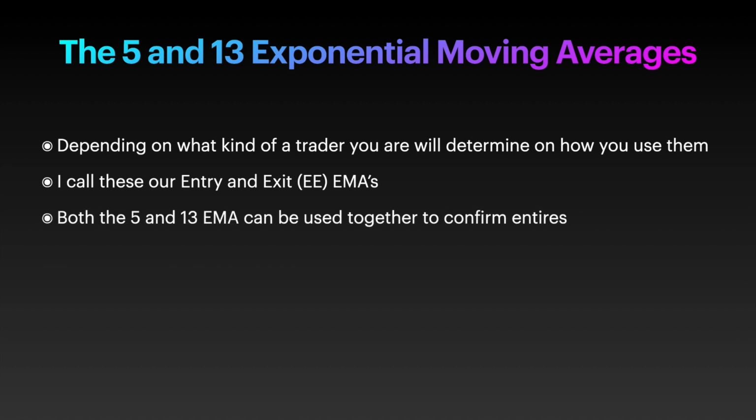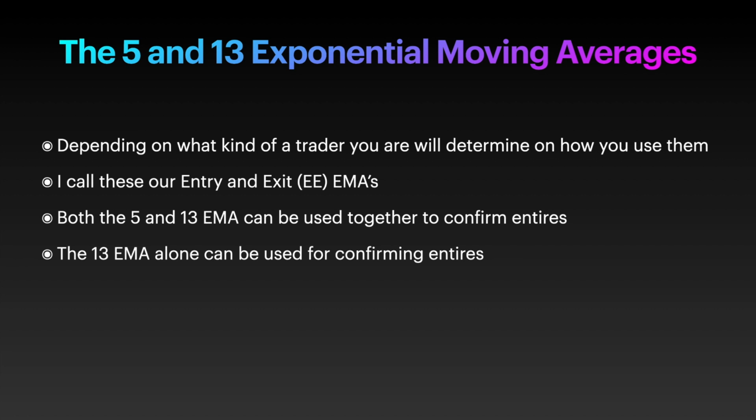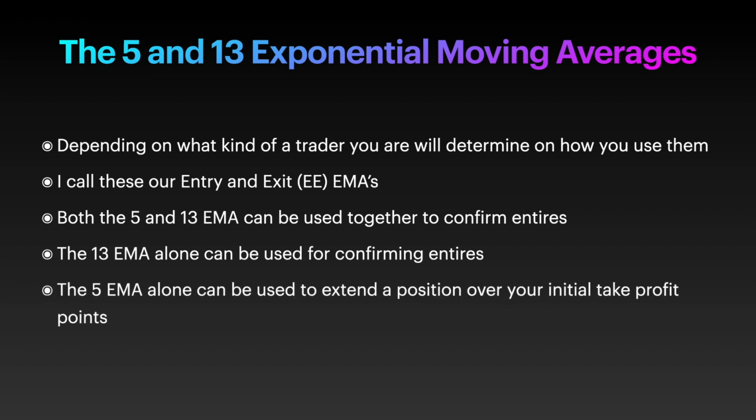Both the 5 and the 13 EMA can be used together to confirm entries. The 13 alone can also be used to confirm entry, again, depending on what kind of trader you are. If you're a conservative trader, you're going to be using both the 5 and 13. If you're an aggressive trader, you're going to be using the 13 alone. The 5 EMA by itself can also be used to extend your position over your initial take profit.